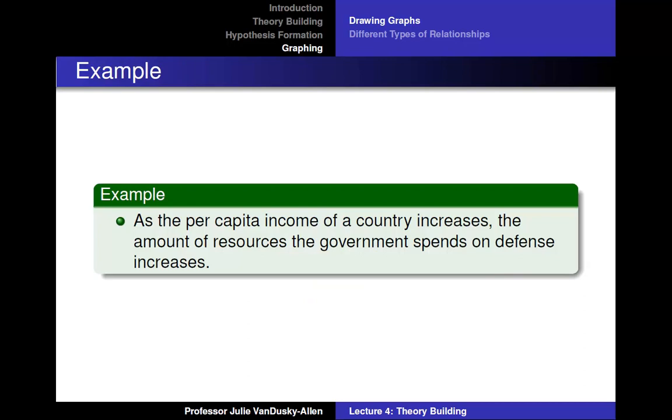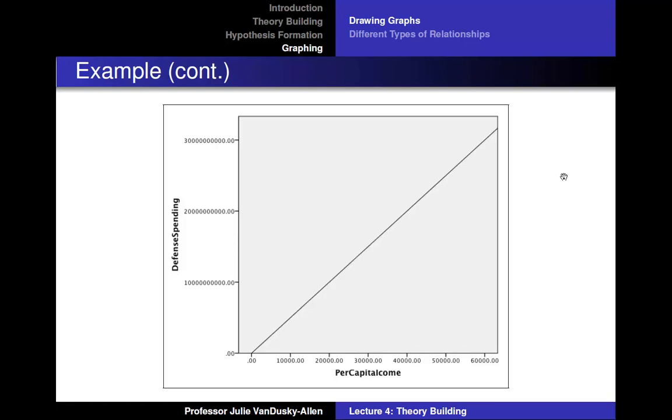Here is an example of how to draw a graph based on a hypothesis. Consider the following hypothesis. As the per capita income of a country increases, the amount of resources the government spends on defense increases. The dependent variable in this hypothesis is defense spending. It can range from 0 to billions of dollars. The independent variable in this hypothesis is per capita income. It can range from 0 to about 60,000. This is a graph of what this relationship would look like.